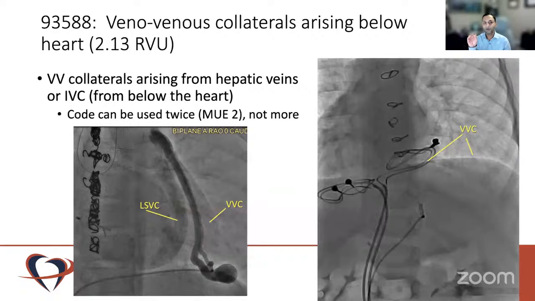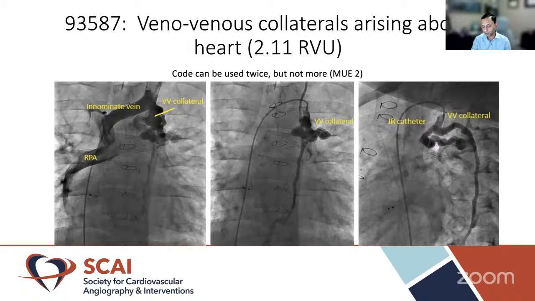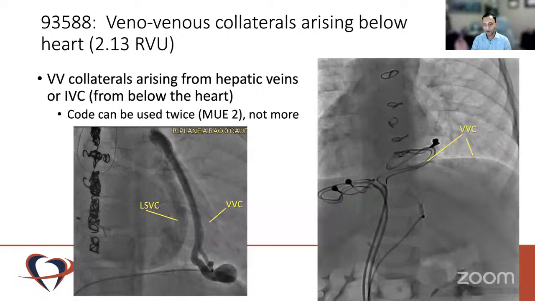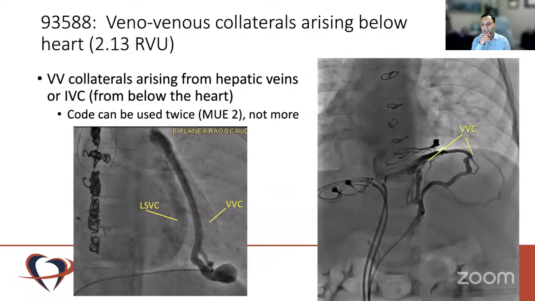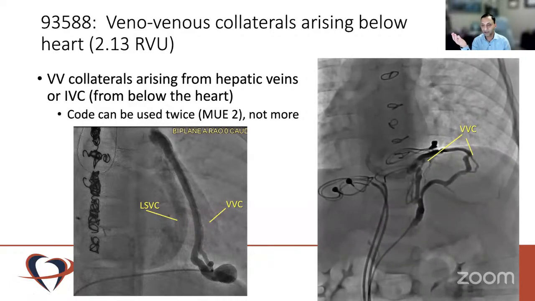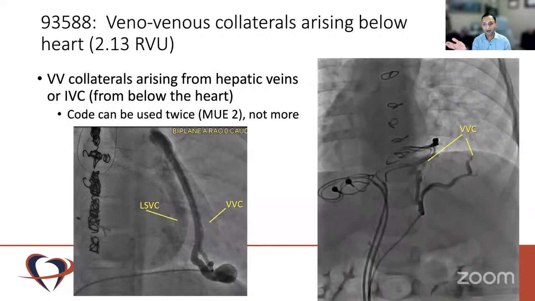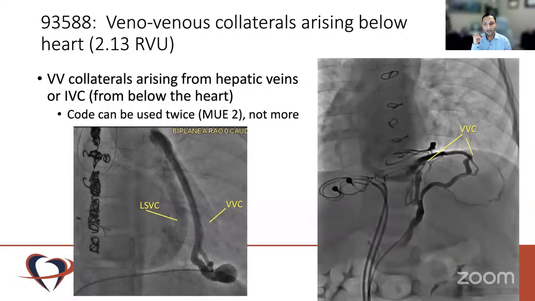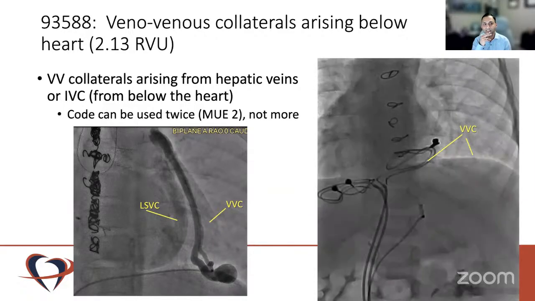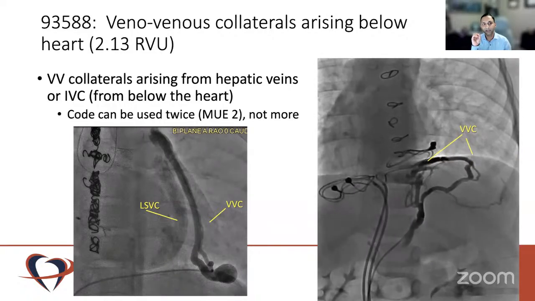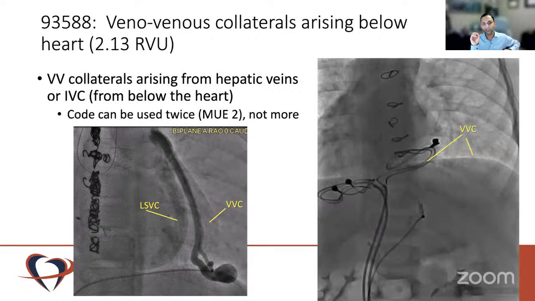There is a separate code for veno-venous collaterals arising below the heart. The code that I just talked about previously was veno-venous collateral above the heart. But we often also find veno-venous collaterals below the heart, as shown in some of this angiogram here, where a catheter is selectively engaged into collateral that was identified on an IVC angiogram, and this collateral now drains from below the heart, from a systemic vein to the pulmonary venous connection. So here we can use a 93588 code, which is again 2.13 RVUs, but once again, this code can only be used twice, also known as a MUE of 2 and no more.